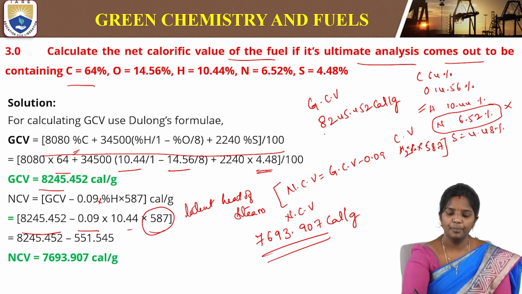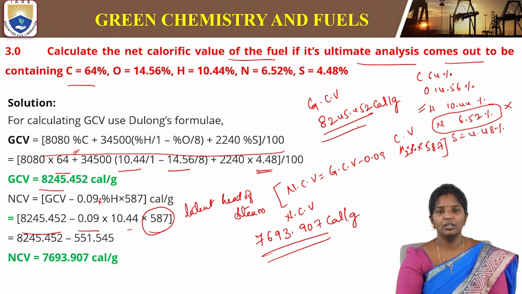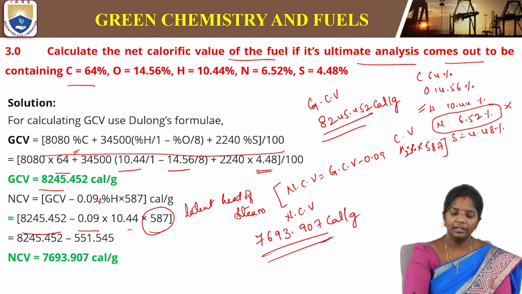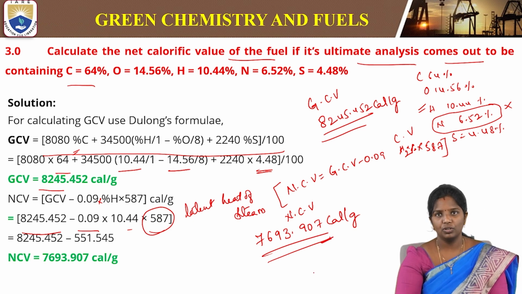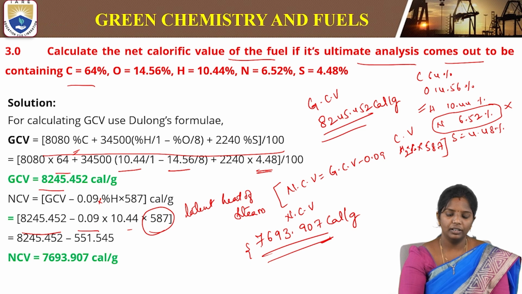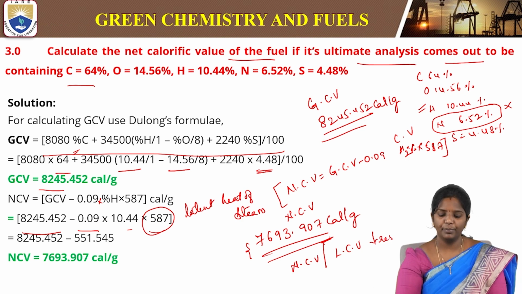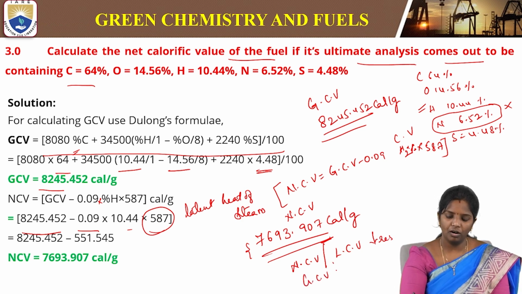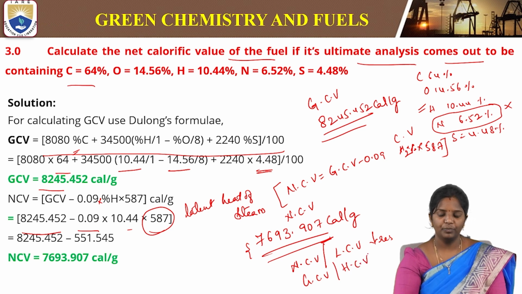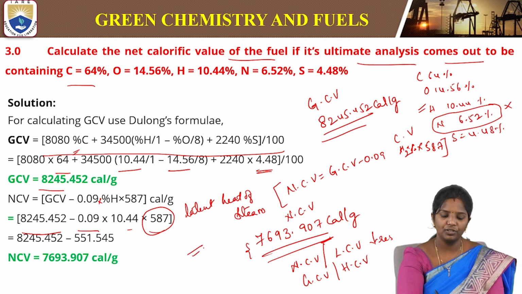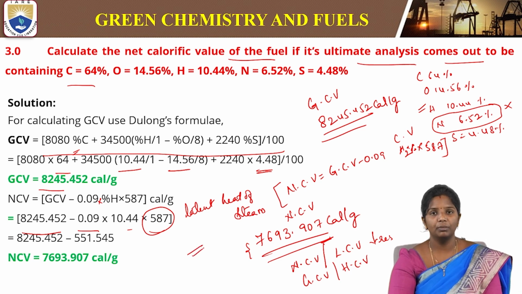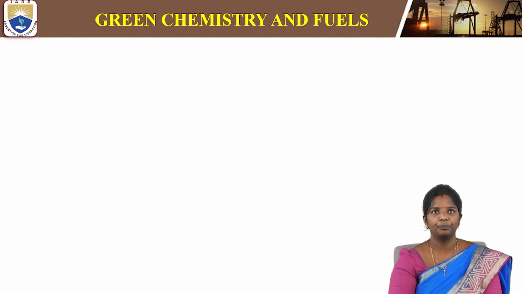So here if you see, always the gross calorific value is higher than net calorific value because we are subtracting that latent heat or the heat of steam. So therefore, this will be always lower. The net calorific value or lower calorific value is lower compared to gross calorific value or higher calorific value. So whenever we calculate the net or gross calorific values, we have to remember that the value of the net will be lower than the gross calorific value.